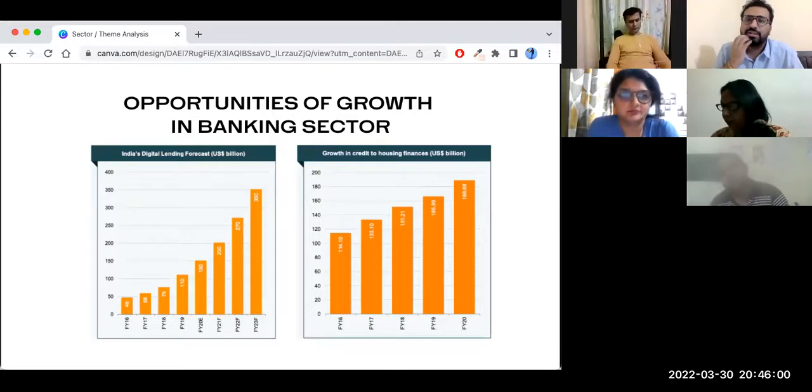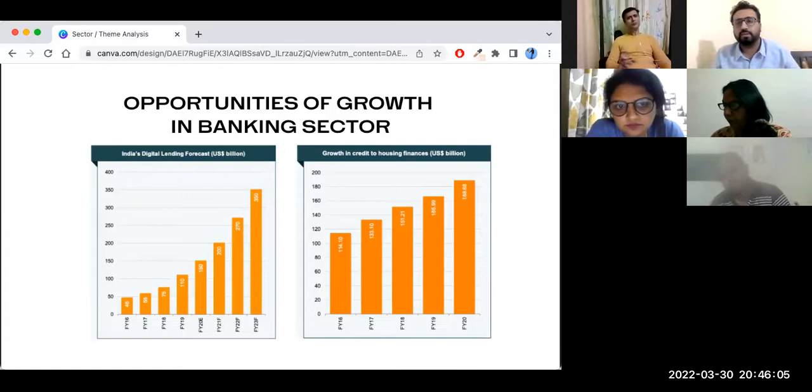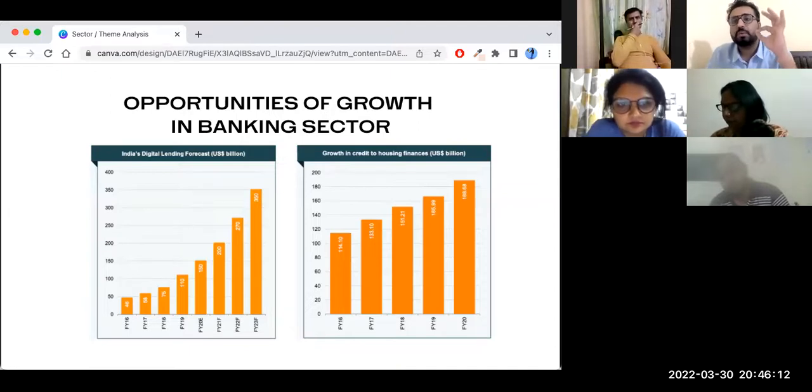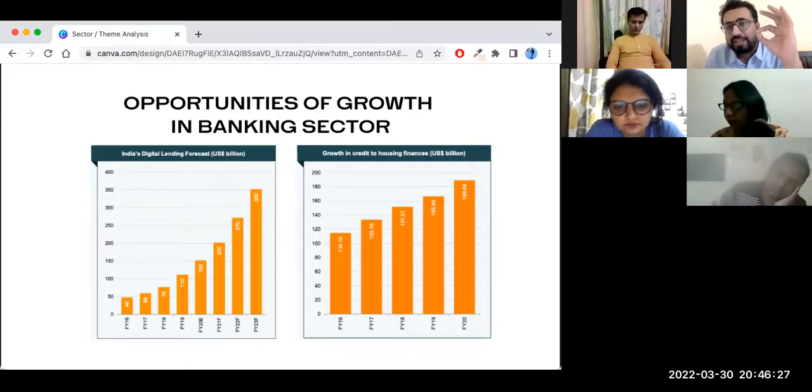Now, what can we do with this information? Because digital lending is growing so big, we would have to keep a keen eye on which banks are very active in participating in this fintech movement, and which are comfortable in tying up with smaller startups and smaller companies.